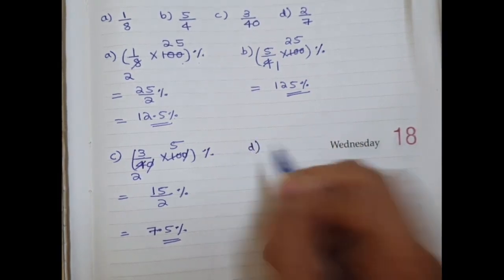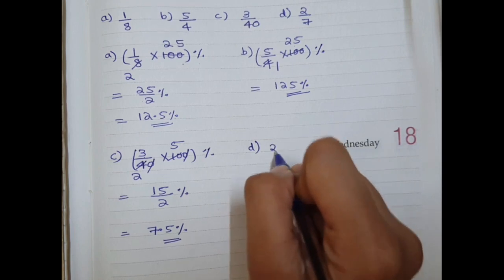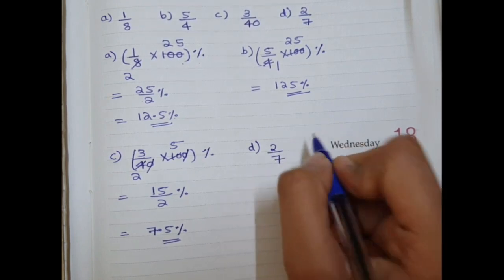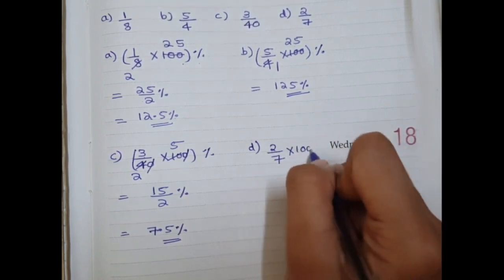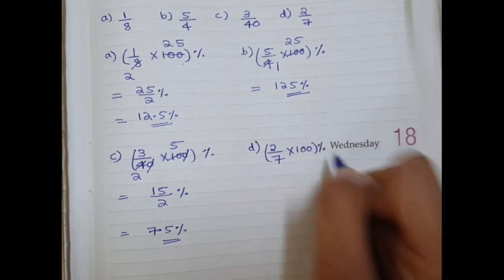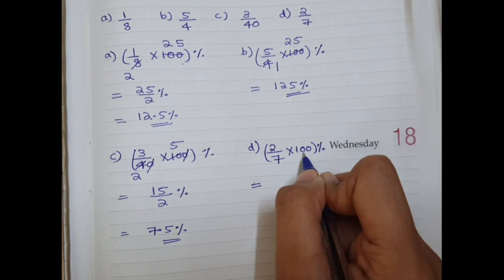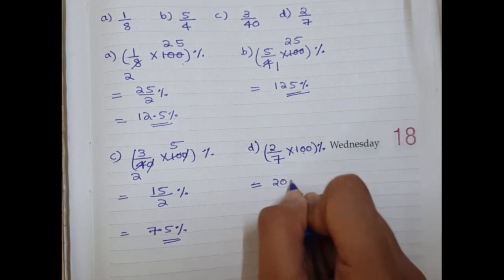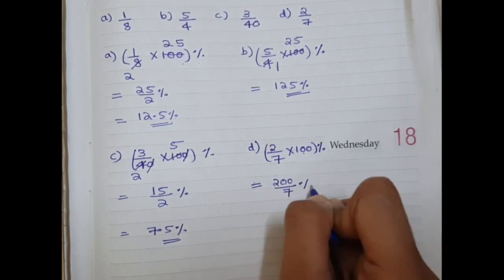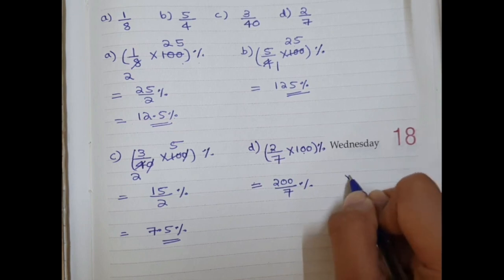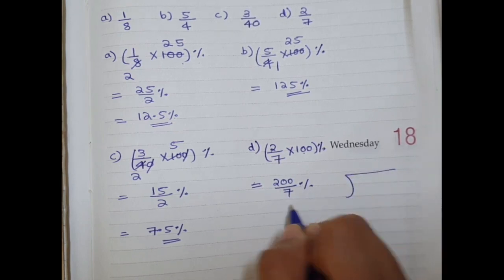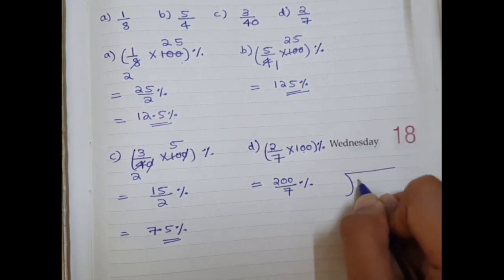Now let us solve for D. D is 2 divided by 7. How to convert this into percentage? Just multiply this with 100 and then a percentage symbol. Let us write like 2 into 100. 2 into 100 is how much? 200 divided by 7 percentage. Let us calculate 200 divided by 7 using a traditional division method.